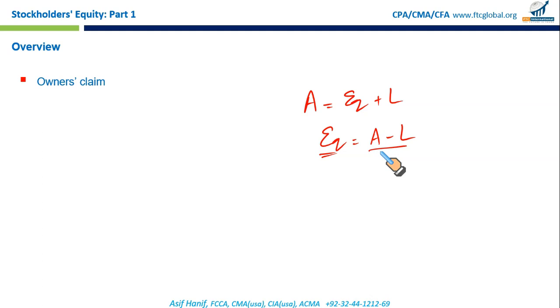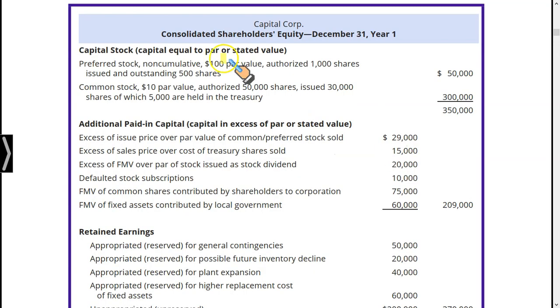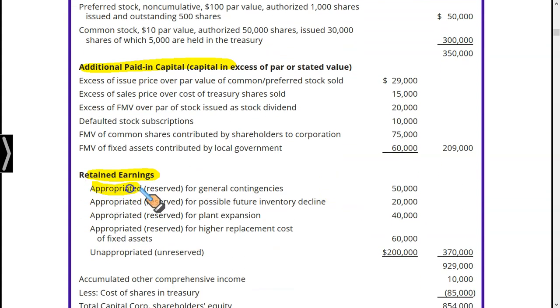And this is an important point. The elements of stockholder equity must be clearly classified by their sources. Let me show you. This is your shareholders' equity. You show capital stock, additional paid-in capital, also called additional contributed capital, and retained earnings classified into appropriated or unappropriated. I will explain this as we proceed.